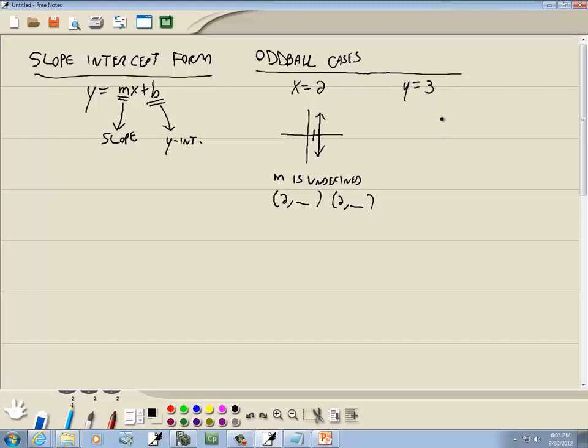Our other one is if you have y is equal to a number. That's going to be a horizontal line at that number. And if you got that, m is undefined. And your points will be something comma 3, and something comma 3. The key part on this is the y will always be 3 no matter what. You can have anything for x. You can have 1, 3, you can have 2, 3, you can have 5, 3, you can have negative 7, 3.